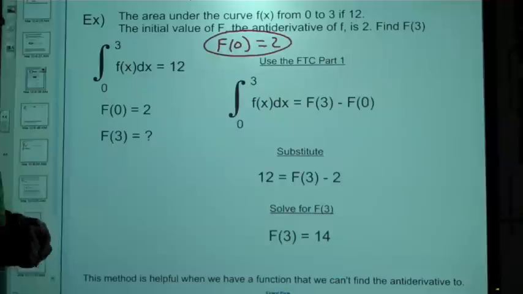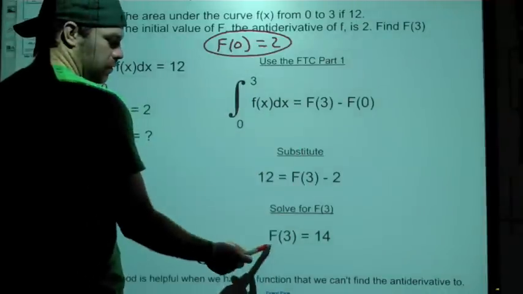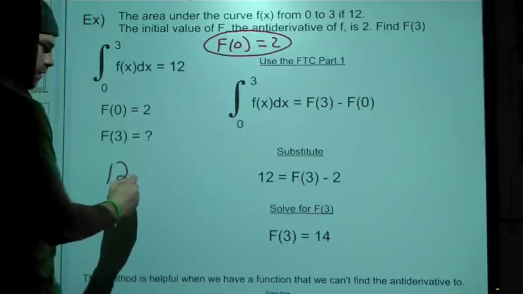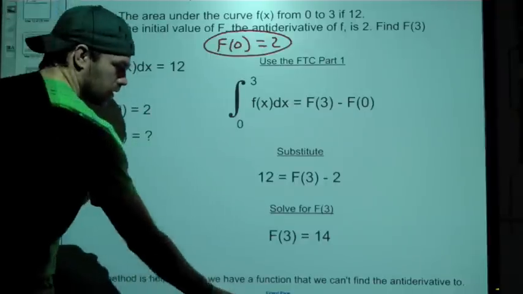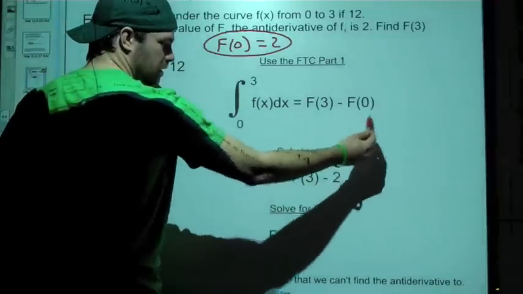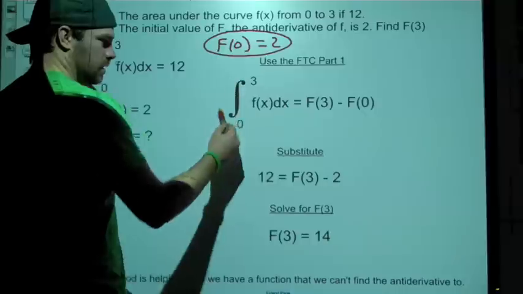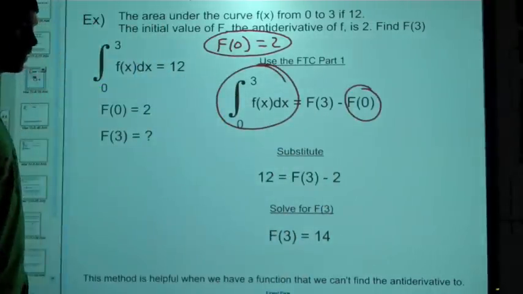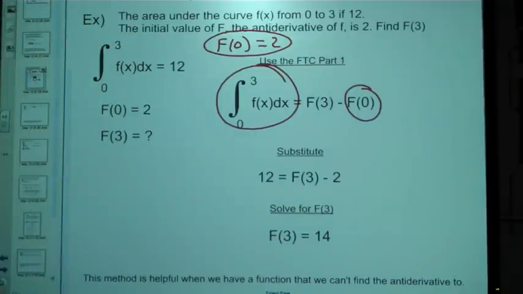So these are basically the things I know. I know the area under the curve is 12. I know that F of 0 is 2. So we have 12 equals F of 3 minus 2. This is my 12, this is my 2, and F of 3 is what I'm solving for. With basic algebra, we figure out that at that point, big F of 3 is 14.